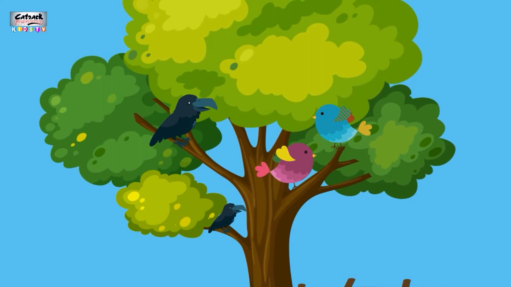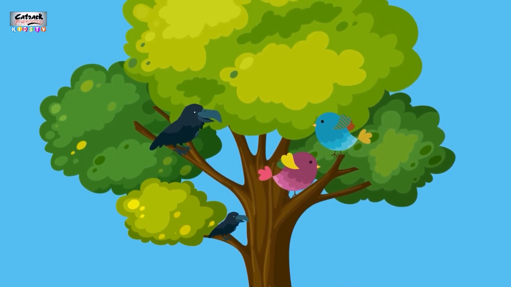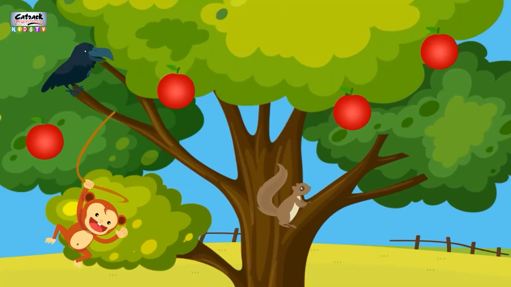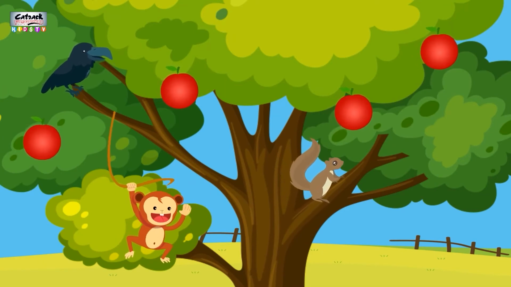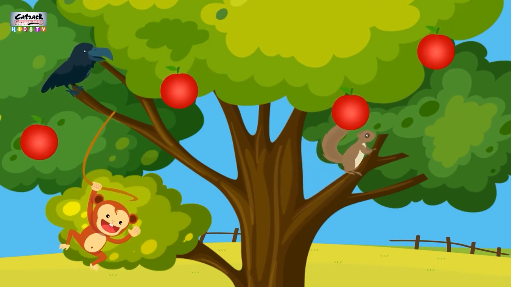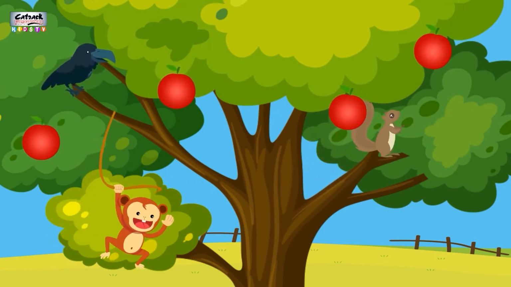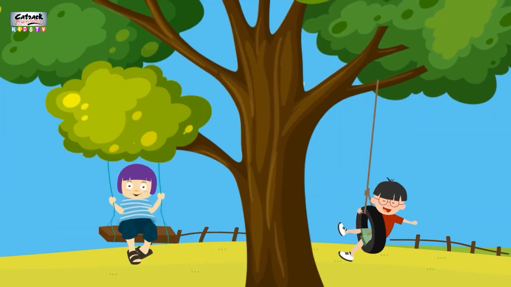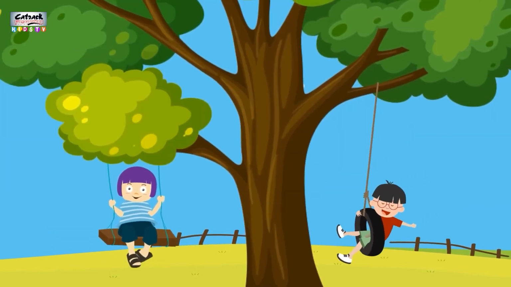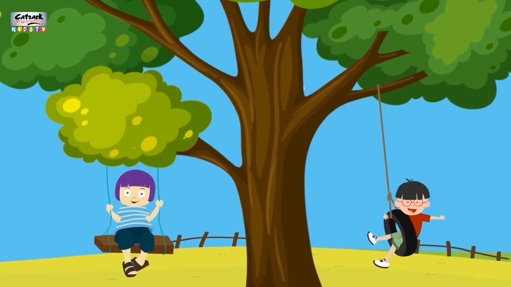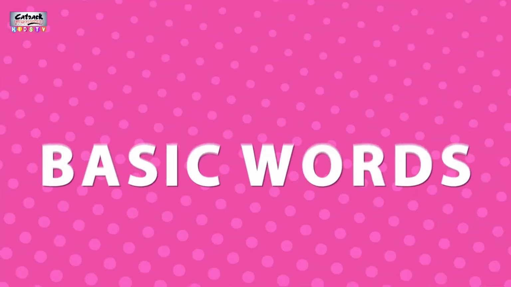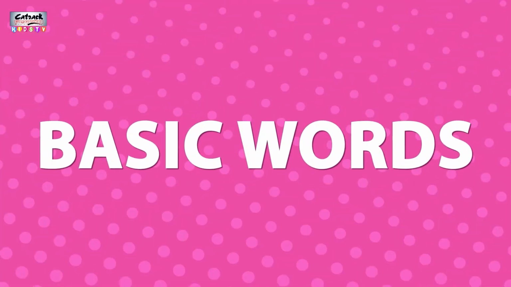There are a number of insects. They start crawling on the tree. The tree has fruits and green leaves. Crows, squirrels, and monkeys all have fun on the tree. There is a swing on the tree as well. The tree has so many things. Let's know basic words and their meanings from this poem.